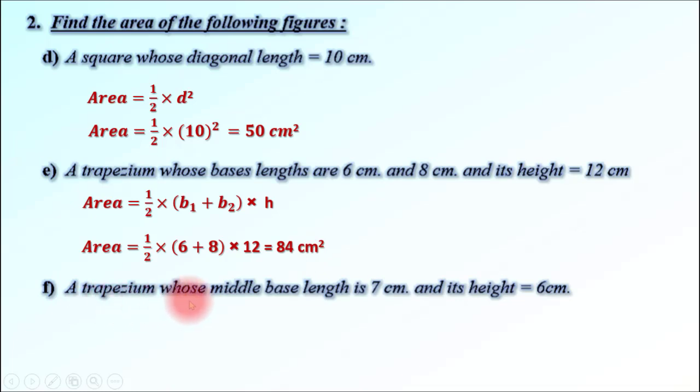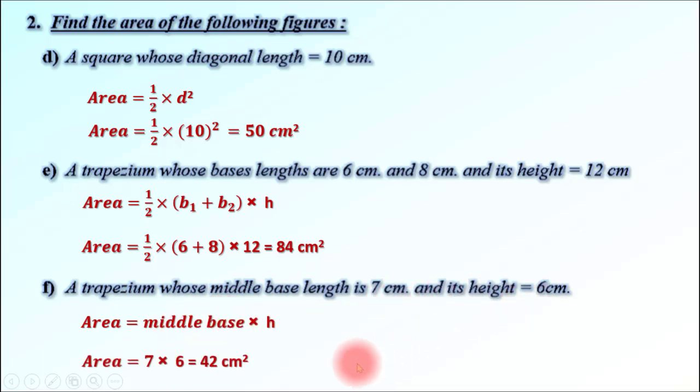A trapezium whose middle base length is 7 centimeter and its height equals 6 centimeter. The area of the trapezium, if we have the middle base, will equal middle base multiplying by height, which equals 7 times 6, equal 42 centimeter square.